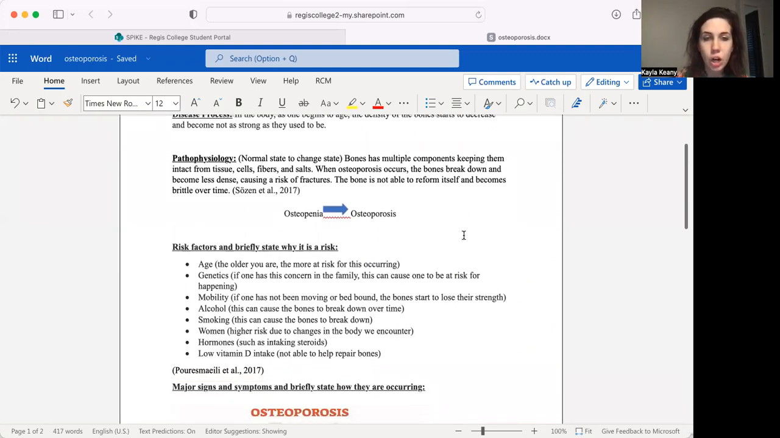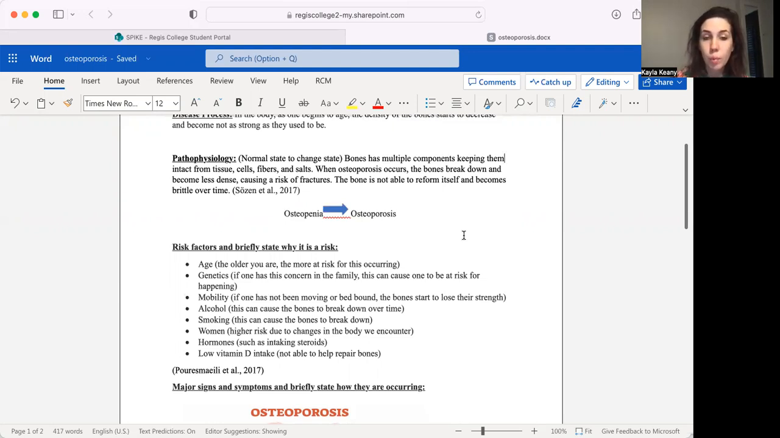Risk factors are age. The older you are, the more at risk. Genetics: if this runs in your family, you're more at risk of getting it. Mobility: if you're not moving around, the bones start to become not as strong. So if you're bedbound, it's very difficult. Alcohol can cause bones to break over time.